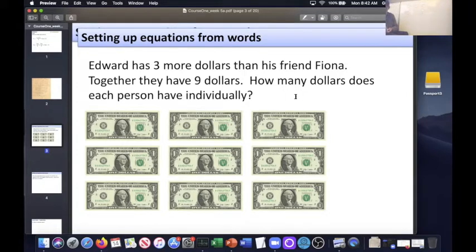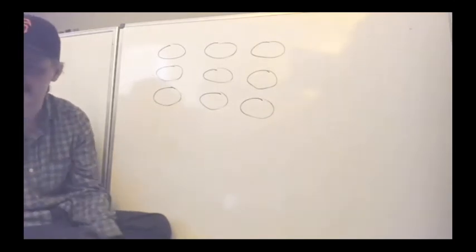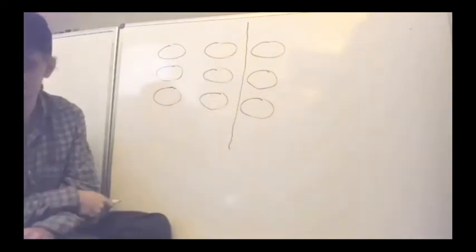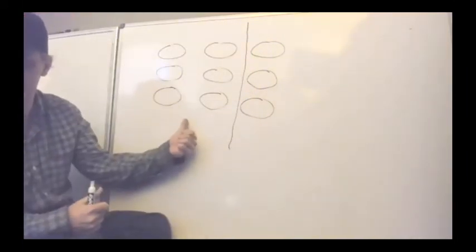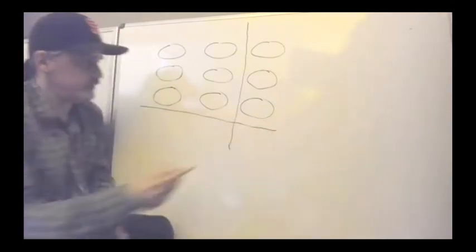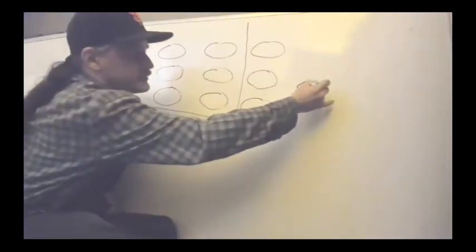All right, think about that for a second. All right, so I drew this on the board, same thing as the dollars. Look, if we split it up this way, this is 3 more than that. Right, so 6 and 3. And we know 6 plus 3 equals 9.